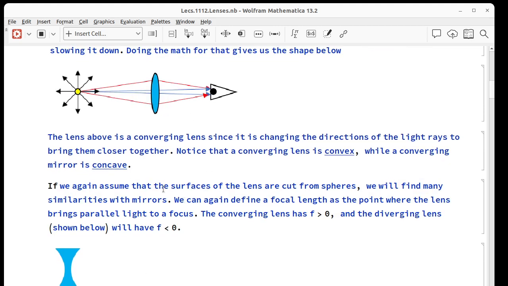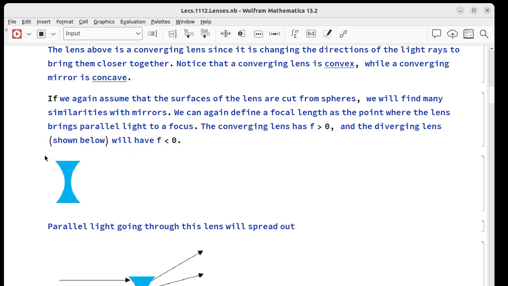Again, if we assume that we're cutting the surfaces of lenses from spheres, we're going to see a lot of connections between optics with these thin lenses and optics with mirrors. So again, we're going to define focal length as the point where the lens brings parallel light to a focus. In that case, a converging lens has f greater than 0 and a diverging lens has f less than 0. That's the same for both mirrors and lenses. If they're converging, it's positive, diverging is negative.